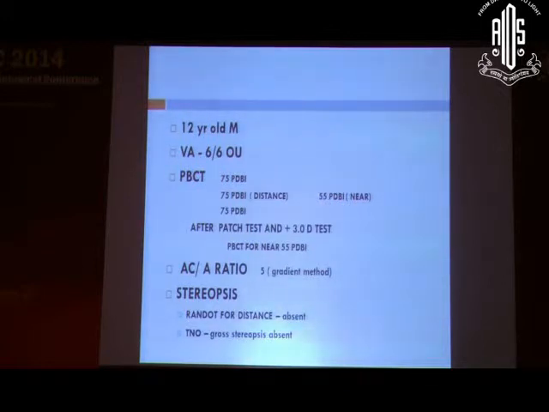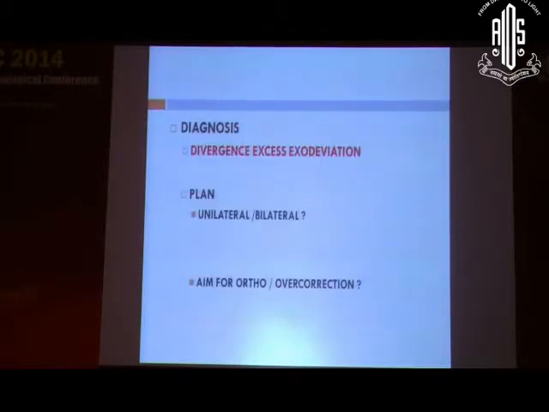Anybody? The diagnosis should be true divergence excess. So the attempt is to find out whether it is a simulated divergence excess or a true divergence excess. The AC/A ratio in this particular case was normal by the gradient method, and stereopsis was absent by the Randot test, and for TNO also, stereopsis was absent. So the diagnosis was true divergence excess exotropia.